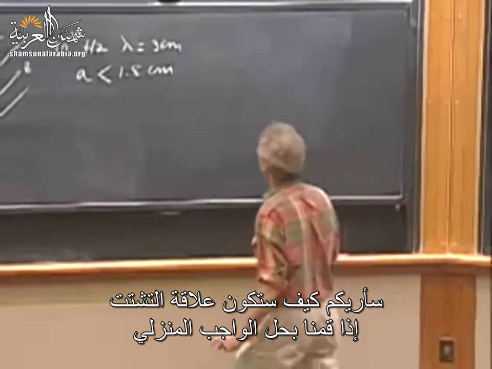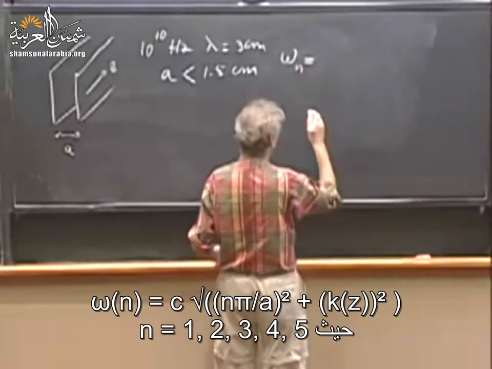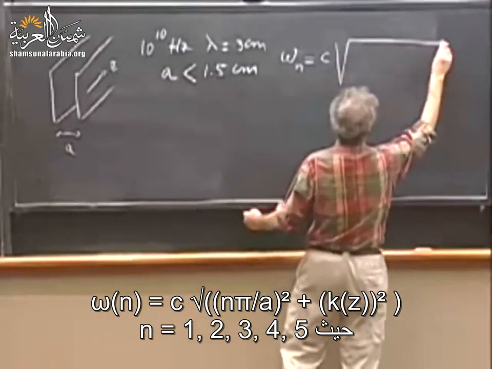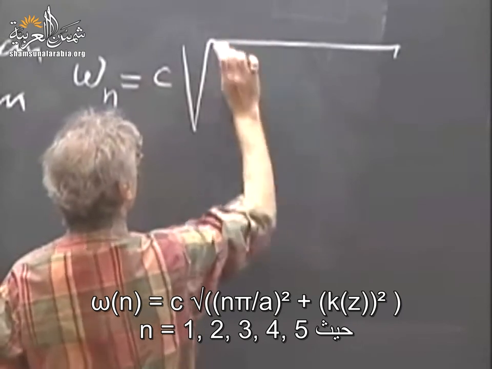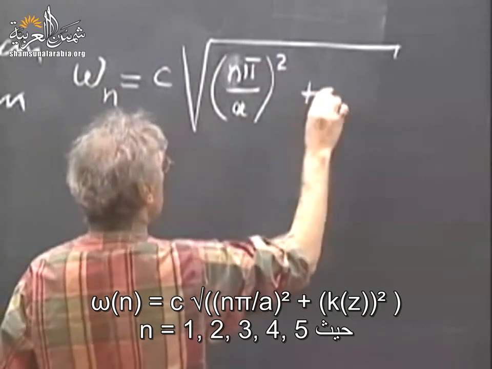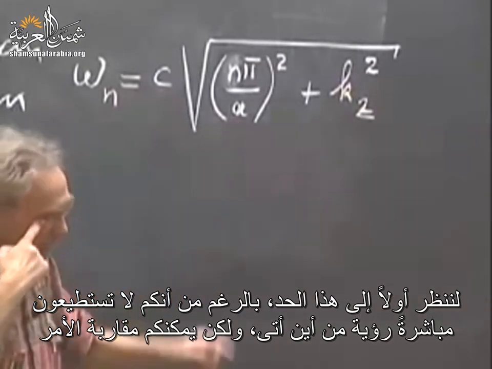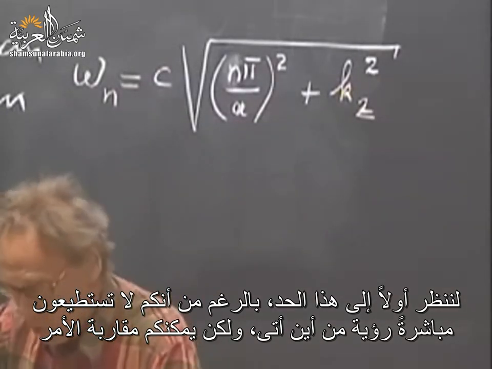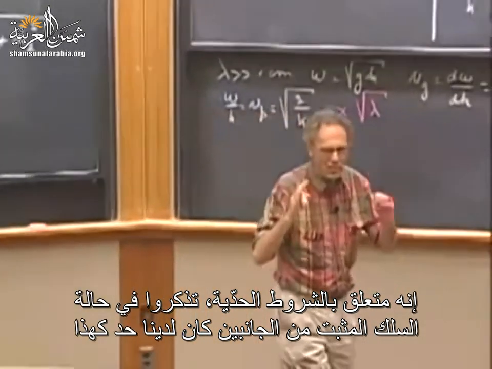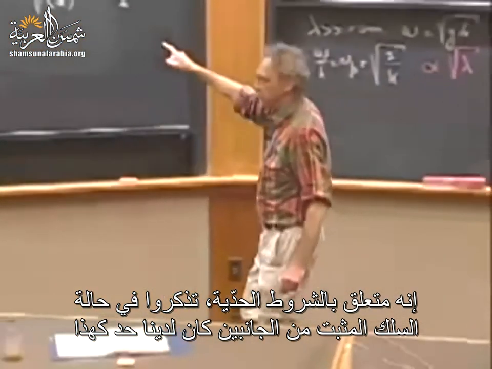But I want to show you what that dispersion relationship will be if we have done our homework. Omega n, whereby n equals 1, 2, 3, 4, 5, equals c times the square root of (n pi divided by a) squared plus k_z squared. Let's first look at this term. Even though you don't see directly where it comes from, you can connect to it already. It has to do with boundary conditions.